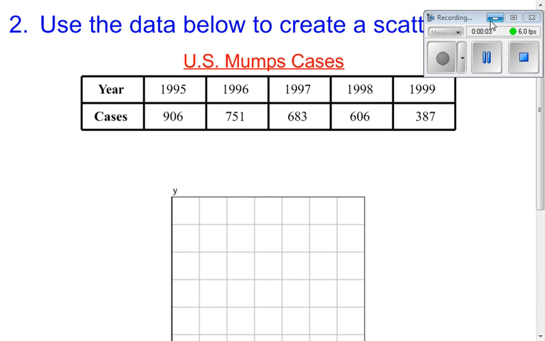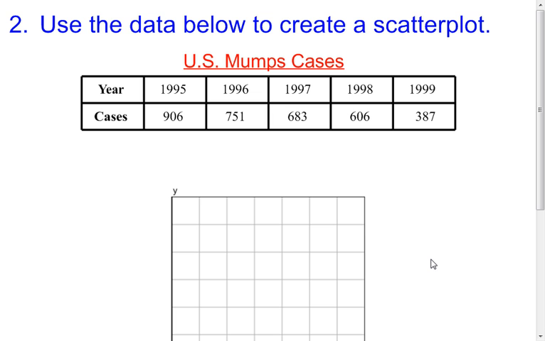Okay, in this lesson we are going to be looking at creating scatter plots and finding lines of best fit, and then using them to make predictions. So here is a set of data that we are looking at. We are looking at the number of mumps cases in the United States by year.